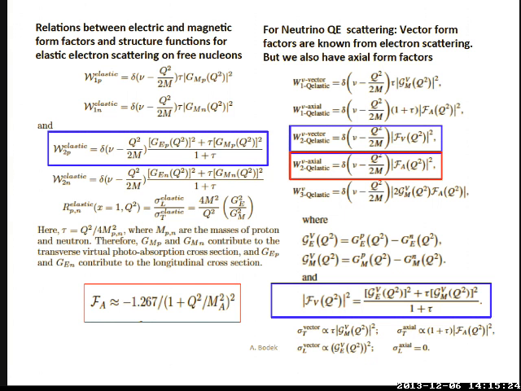So when you square it, it's like 1.6. So you see that at Q squared equals 0, FA is not equal to FV. This is because axial is actually not equal to vector at low Q squared. But if you go to high Q squared, FA is pretty close to FV. What I mean by high Q squared is Q squared of about 1. I'll show you.